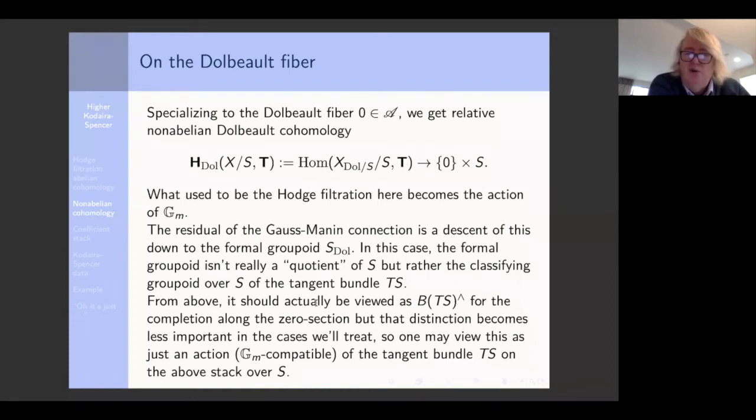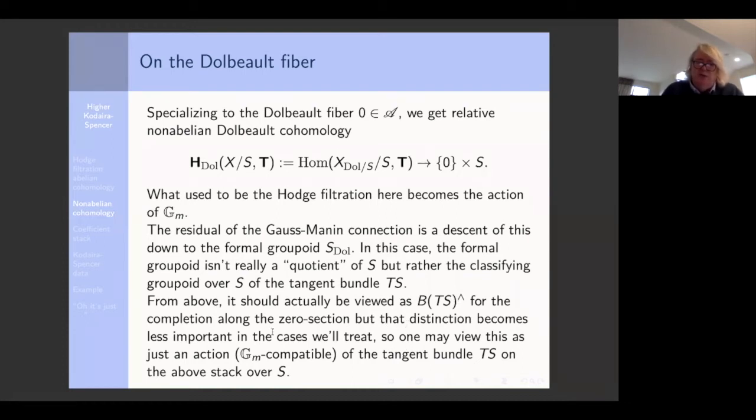So the residual part of the Gauss-Manin connection is going to be a descent of this down to a formal groupoid S Dolbeault, right? In this case, the formal groupoid is not really a quotient of S, but it's really the classifying groupoid over S of the tangent bundle. As I said before, it's really the classifying groupoid of the completion of the tangent bundle along the 0 section, but we can ignore that distinction from now on.